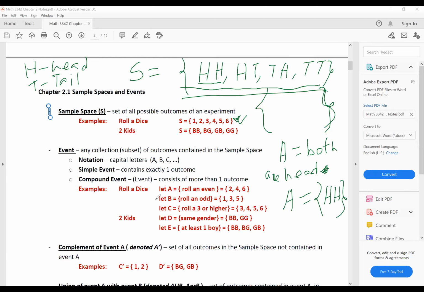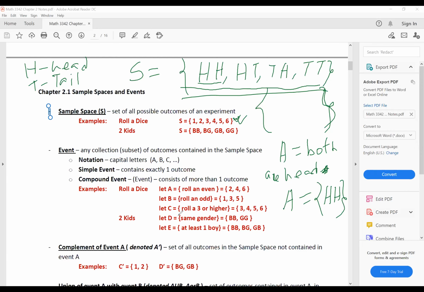So how about B? Event B is roll an odd number. That means 1, 3, 5. This is also a compound event because we have three outcomes here. And C, roll a 3 or higher number. That means 3, 4, 5, 6. So those will be the outcomes in this event. So this is also a compound event.